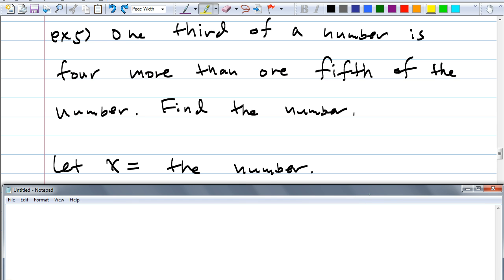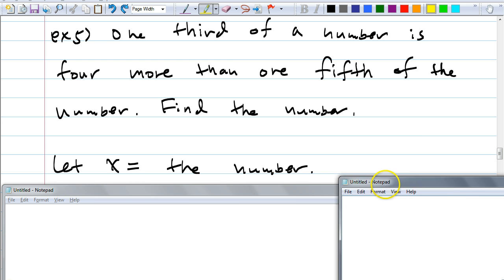Now, let's look at the first part of this sentence. What does it mean when they say one third of a number is? Let's just translate that. How would you translate that into an equation? You would write one third and then x. And what does is mean? Equal.